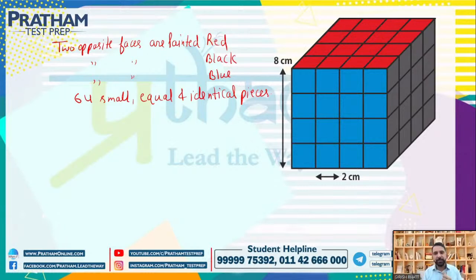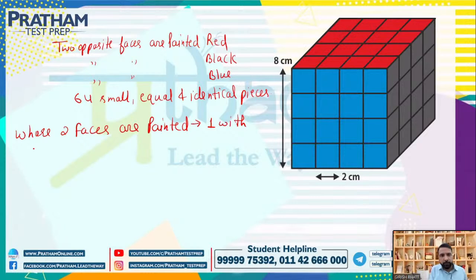Now my question is, how many small cubes are there whose exactly two faces are painted? The condition is one with red color and the other with blue color. Yes, try to answer.